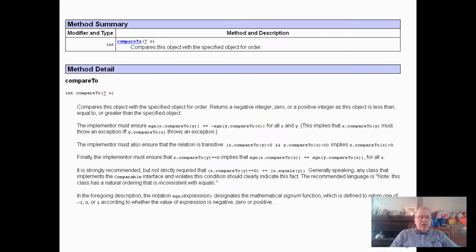And there's the mathematical definition down below. It basically means that the object compared to O, in this example in this Java doc, if that's in the correct order, then it returns a negative integer. If it should be swapped, if, for example, O should come before the object, then compareTo should return a positive integer.